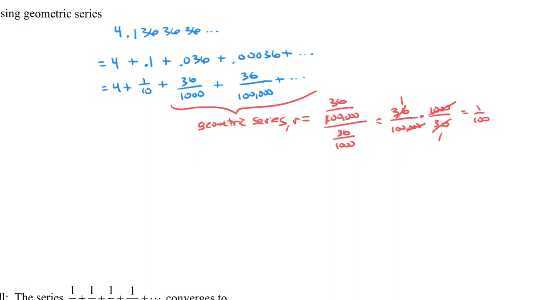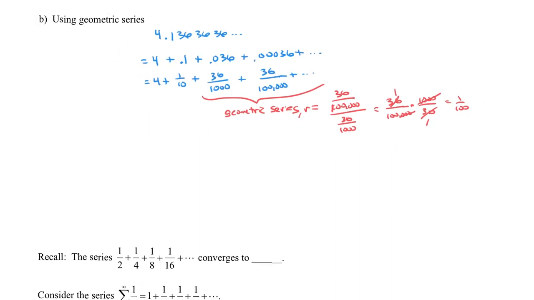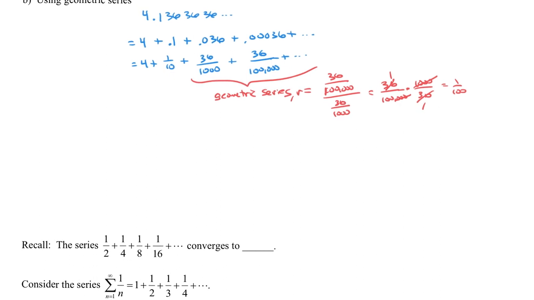Now, you may have been able to see that just by looking. If I multiply this by 1 over 100, I get here, because basically I have 2 more zeros in the denominator. Okay, so it's a geometric series with r equals 1 over 100. Well, 1 over 100 is less than 1, right? Which means this converges.